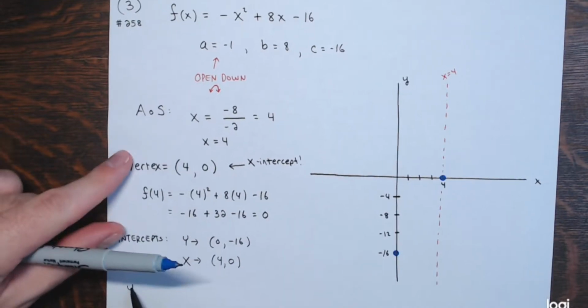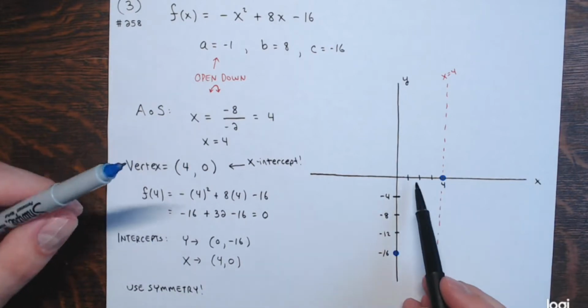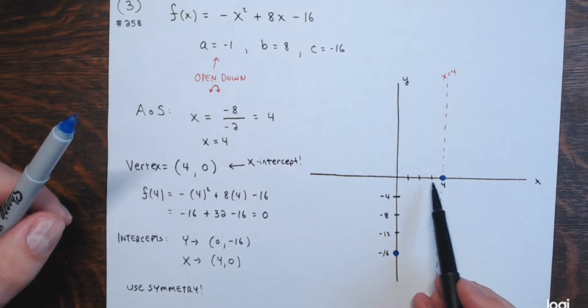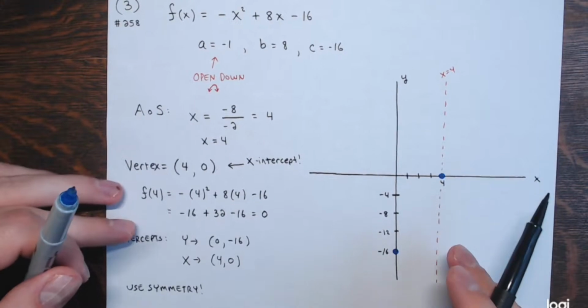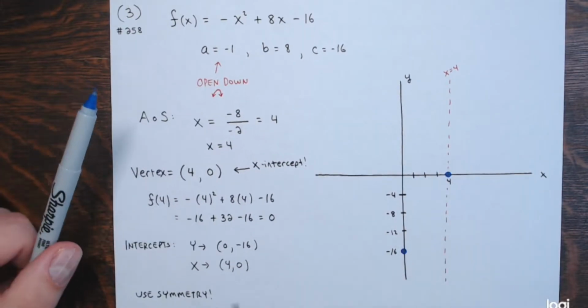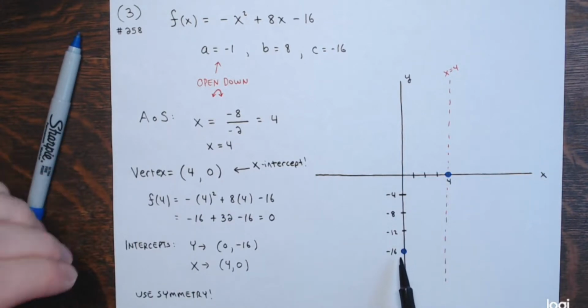And then I'm going to use symmetry. If you want to find other points, that's fine too. If you want to plug in 1, plug in 2, plug in 3, something other than 4 or 0, ones that we've already used, you can plug in any other number and find another point. But really, as long as you have the vertex and one other point, you should be good.